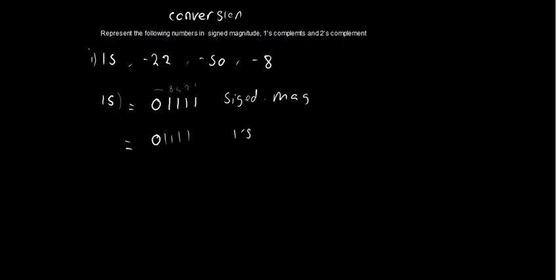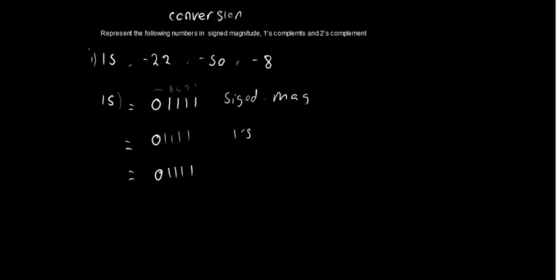So for 2's complement, we just keep it like this. Remember, this is a positive value. We haven't complemented it anyway. So it's just going to be 0, 1, 1, 1, 1. So for the most part, positive numbers stay the same, whichever way we're representing them. Now let's look at the negative numbers, which are a bit more interesting.